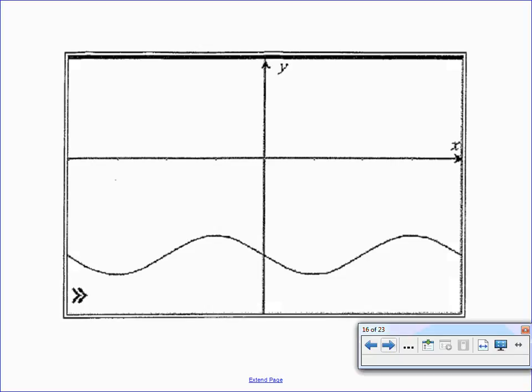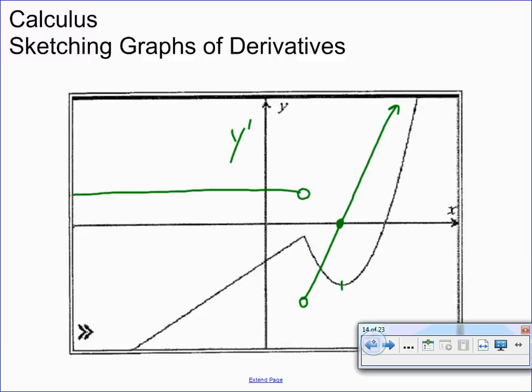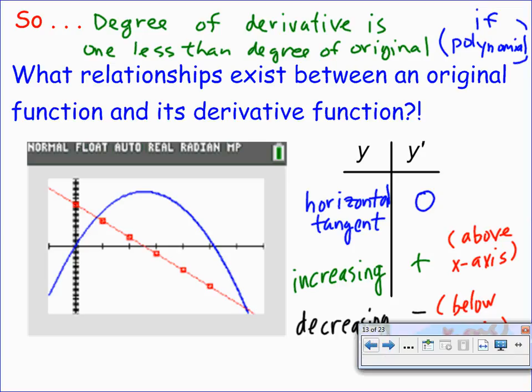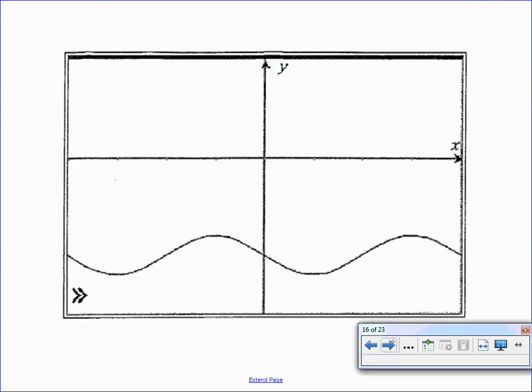Good. So let's go ahead and start with horizontal tangents on my original correspond to zeros or x-intercepts on my derivative. So let's go ahead and fill those in first. That'll help us. Let's go ahead and do an arbitrary y prime. I know y prime will have zeros whenever y has horizontal tangents. So let's fill those in right now. So here we go. Looks like a 0 there. Looks like a 0 here. Looks like a 0 on y prime whenever y has horizontal tangents. Yes?